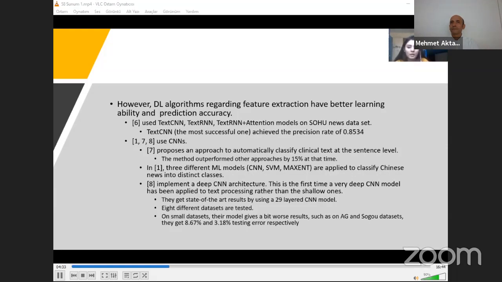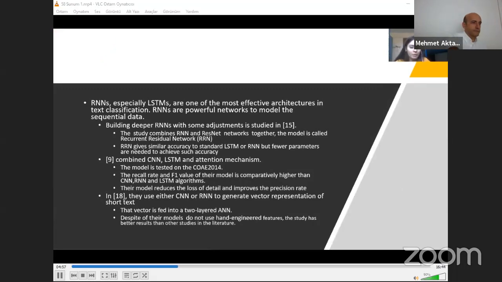Their model was tested on 8 different data sets, and what they found is that on small data sets, their model had somewhat bad results, such as on the AG and SO data sets, where they got an 8.67% and 3.18% testing error, respectively. About deep neural networks, we studied recurrent neural networks, which are a type of artificial neural network. Recurrent neural networks have various modifications. One of them is LSTMs.